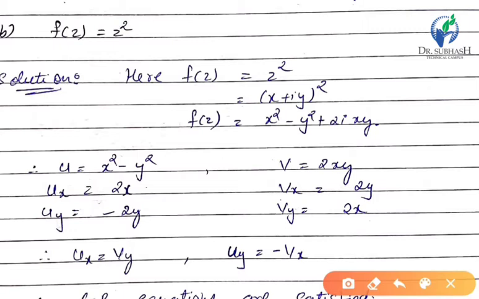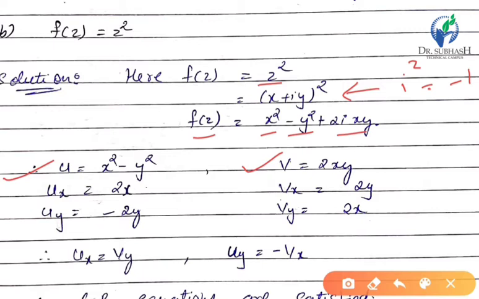Okay. Let us check one more example. f(z) = z^2. First we will put the value of z here, (x + iy) whole square. We will open the bracket using the formula (a + b)^2 = a^2 + 2ab + b^2. So we get f(z) = x^2 - y^2 + 2i xy. I have used here i^2 = -1. Okay, so remember this. Now the real part is u, that is x^2 - y^2, and imaginary part is v, that is 2xy.